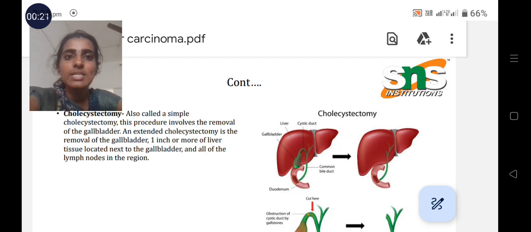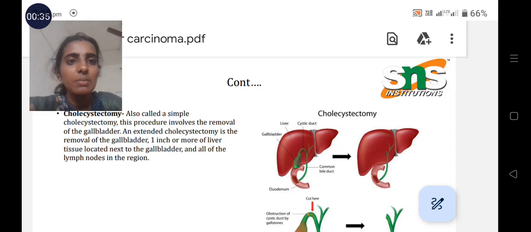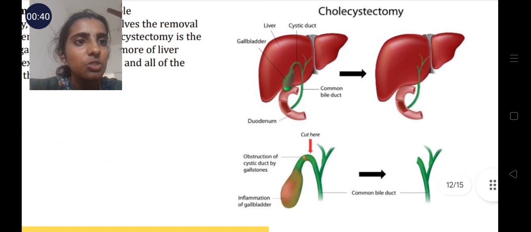Cholecystectomy is also called a simple cholecystectomy. This procedure involves the removal of the gallbladder, and extended cholecystectomy is the removal of the gallbladder, 1 inch or more of liver tissue located next to the gallbladder, and all of the lymph nodes in the region. So this is the procedure of the gallbladder.